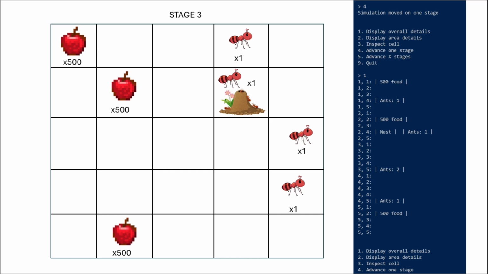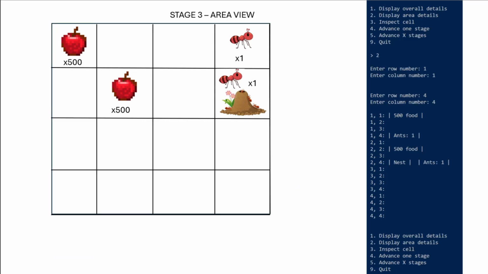Why don't we explore one of the functions of the program, display area details. As you can see here, I've selected a 4x4 area from the top left, only showing 2 of the 3 food sources now and 2 of the 4 ants. This function allows us to zoom in closer to smaller areas of the grid in case we don't want to look at it all. Let's now move on to stage 4.